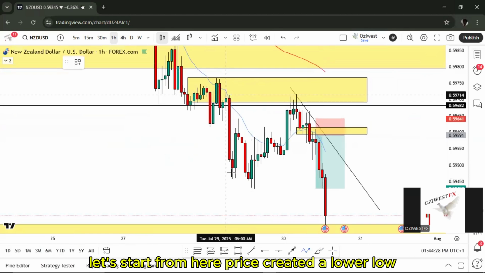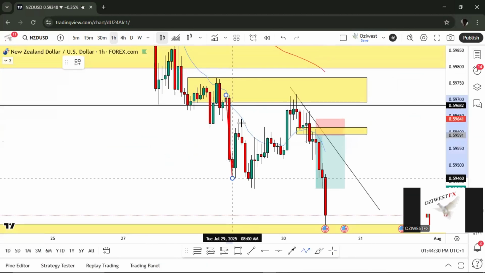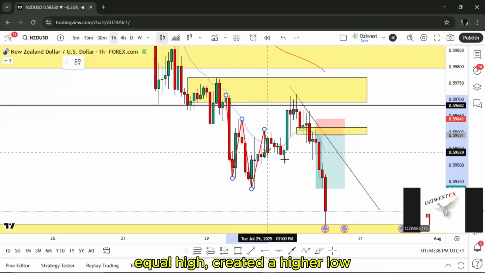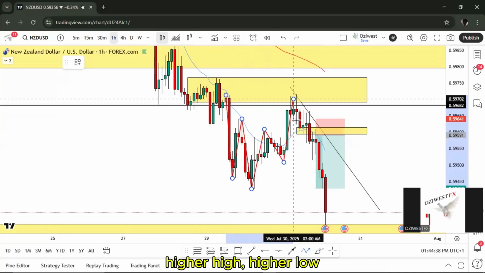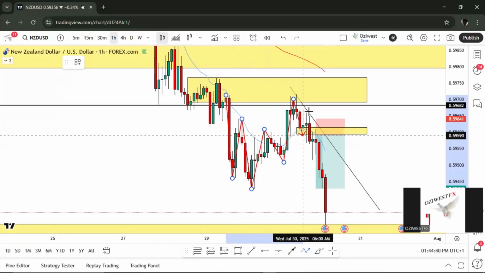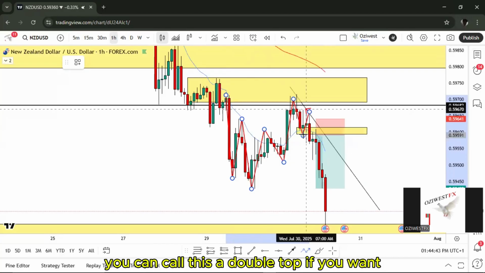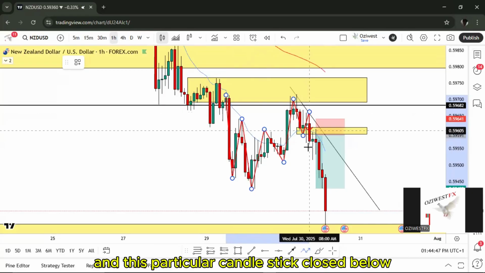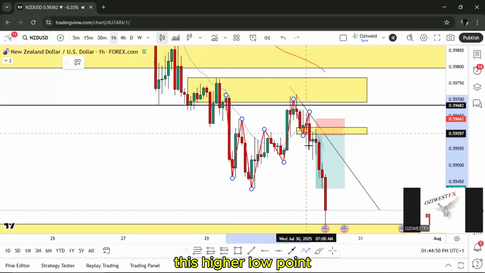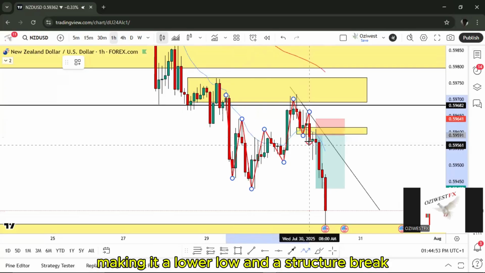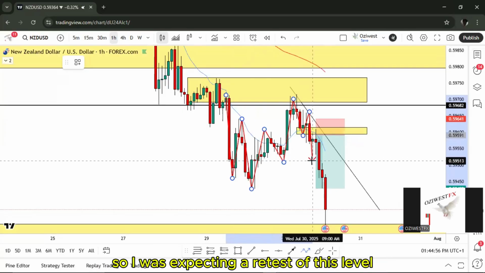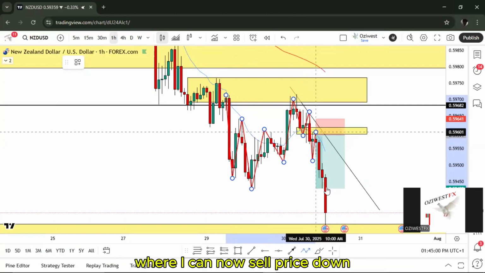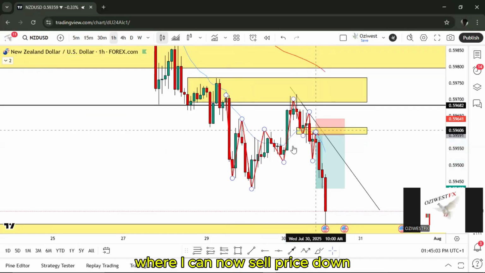Let's start from here. Price created a lower low, lower high, lower low, equal high, created a higher low, higher high, higher low. You can call this a double top if you want. Some people call it a lower high point. And this particular candlestick closed below this higher low point, making it a lower low and a structural break. So I was anticipating a retest of this level where I can now sell price down.